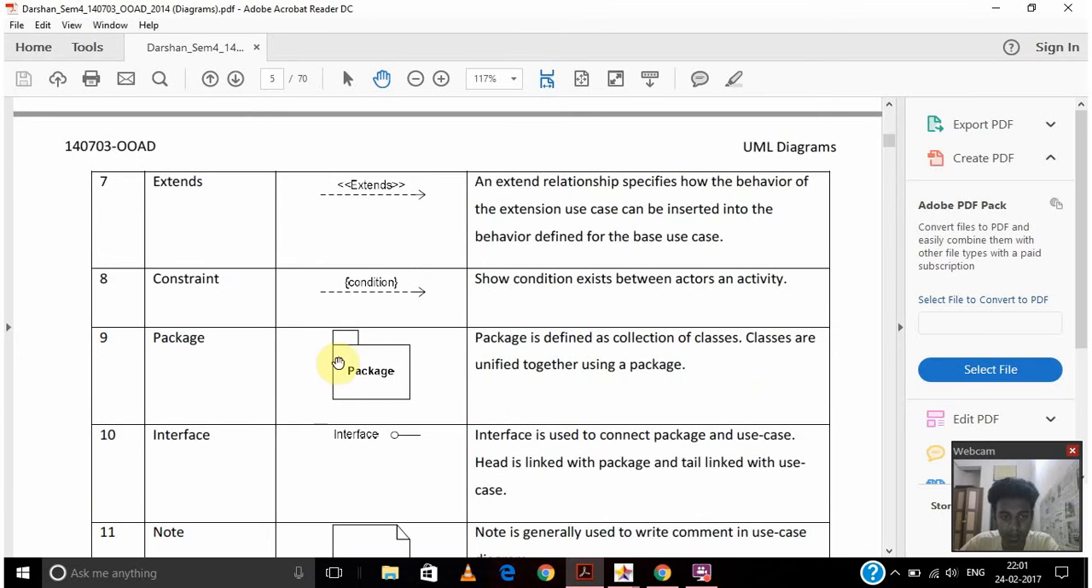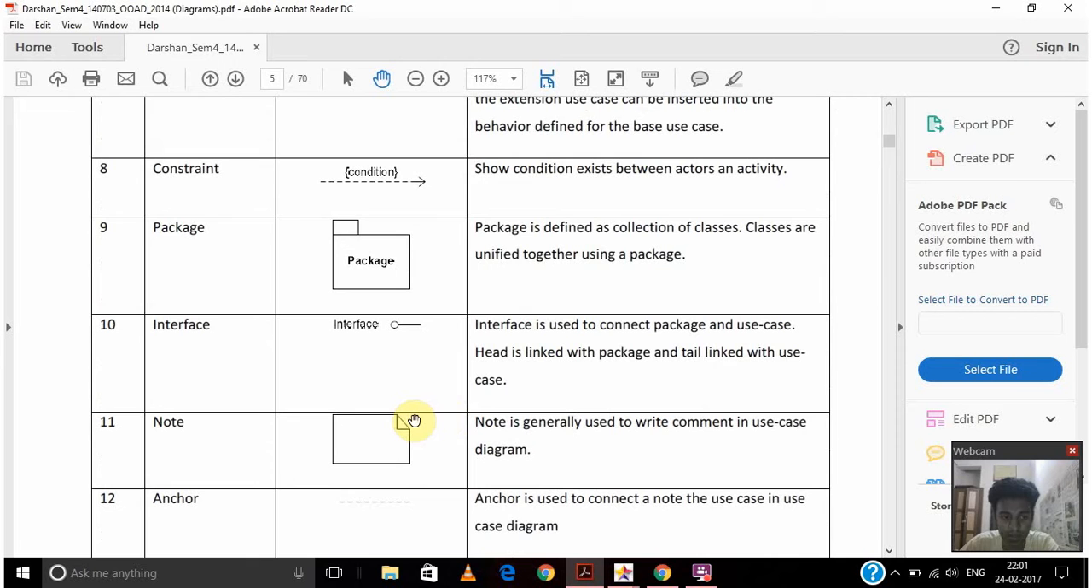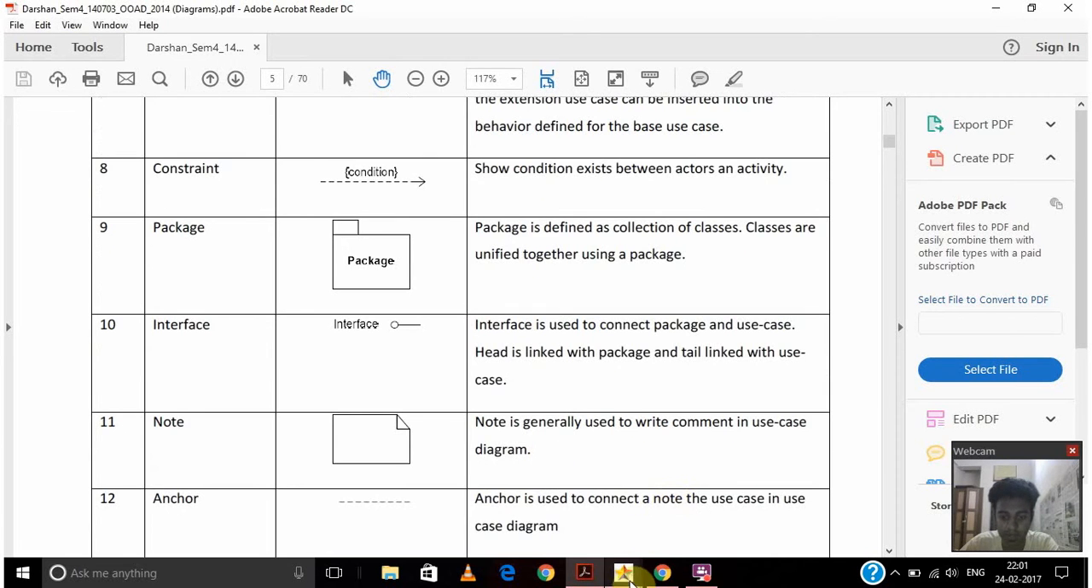And for package, this is the notation for the collection of classes, and for interface you have this to connect the package and use cases. For note you have this notation, and it is generally used to write comments in the use case diagram, and this is the anchor, used to connect a note to the use case in the diagram. So now let's move on to my use case diagram.